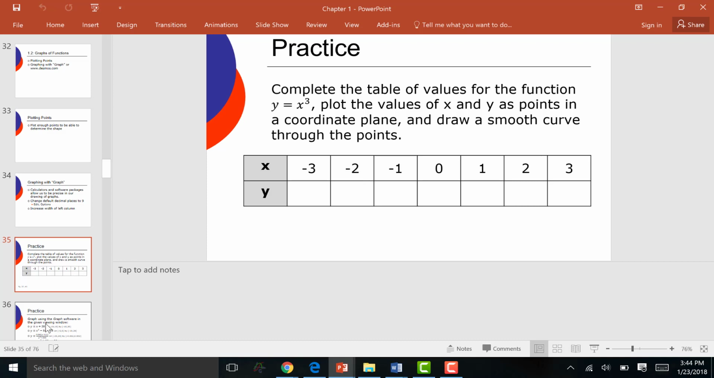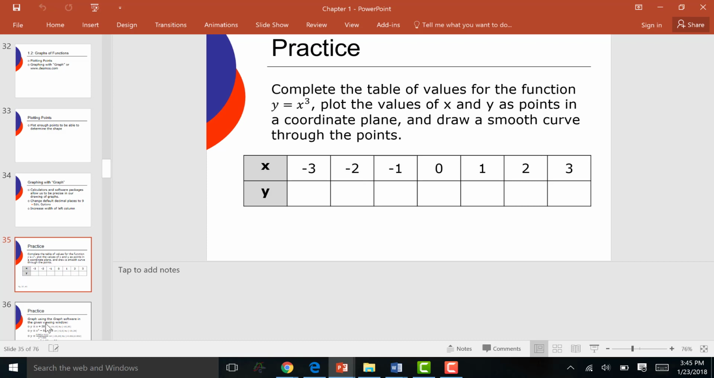So first page, here we are. It says complete the table for the function y equals x to the third power. Plot the values for x and y as points in a coordinate plane, and then draw a curve to connect the points. Literally what we want to do is, do you see input values up here on the screen? What do we usually do with input values? Plug them in to something. Did they give you an equation to plug them into? Yeah, so we want to go ahead and do that.